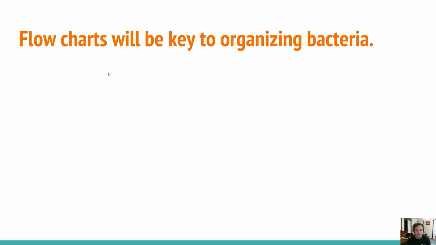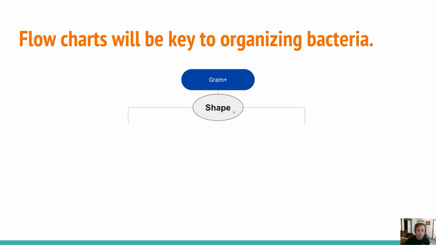So moving forward to how to organize things. Flowcharts are going to be the key way to organizing bacteria. And we're going to start off by looking at the gram-positives. We're going to separate them first by shape. So we're going to look at bacillus, or rod-shaped, and cocci, or circle-shaped.